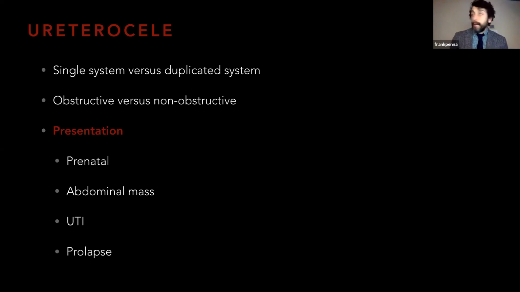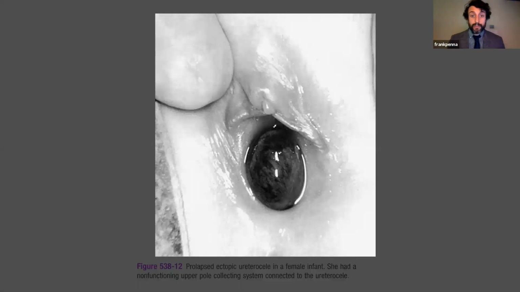Postnatally, you can see it as an abdominal mass. The kid can present with UTI and you can uncover that if you were to get an ultrasound. Or you can see it prolapse too. And this is a picture of a ureterocele prolapsing out of a little girl, an infant. So that is on the differential of a prolapsing mass like that, or a vaginal mass in a little baby.